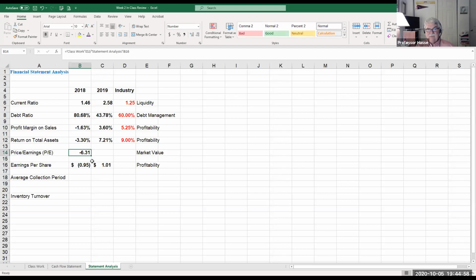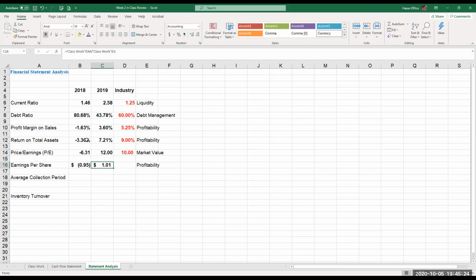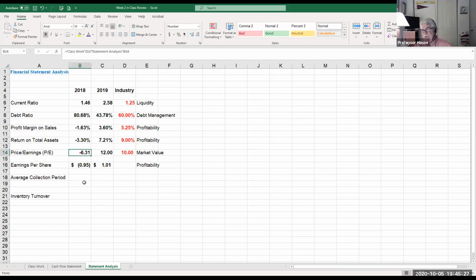Let's do it for 2019. 12 was the PE ratio. The market return or average was 10. What does this mean? It means the relationship in a ratio between the stock price and how much that stock is earning in profits per share. Now for 2018, it was negative because they had a loss, so that doesn't do us much good. But in 2019, the relationship of the market to the earnings was 12 times greater. The stock price was 12 times greater than the earnings per share.